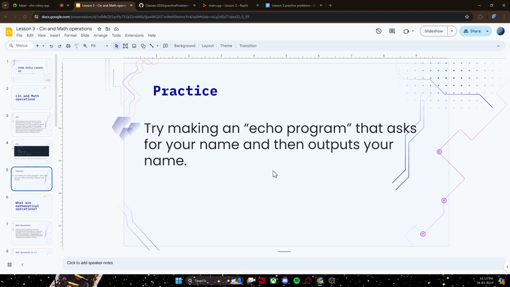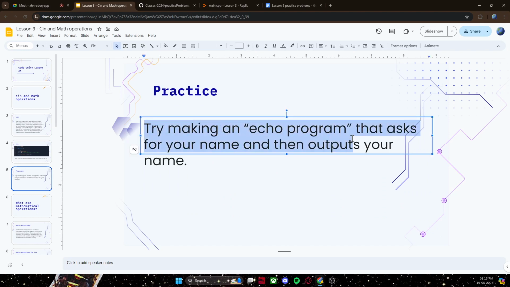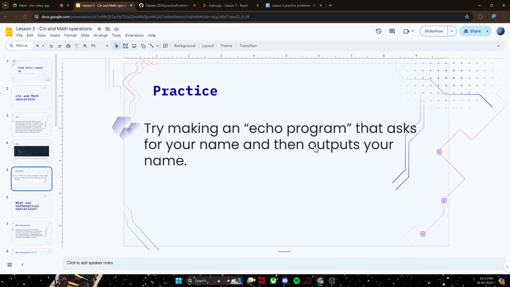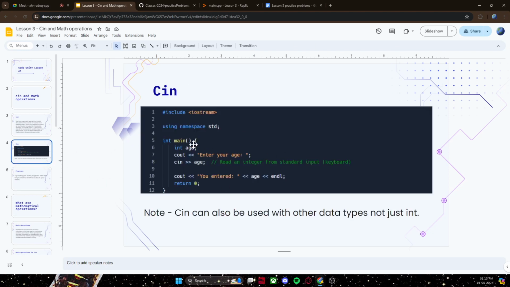Alright, so quick practice before we move on. You can try making an echo program that asks you for your name and then outputs your name. It's similar to this program, so I'll keep it on screen so you have a reference. I'll give you 5 minutes to work on it, and then I can help you if you have any problems with it. So just work on it right now, and then we can move on.